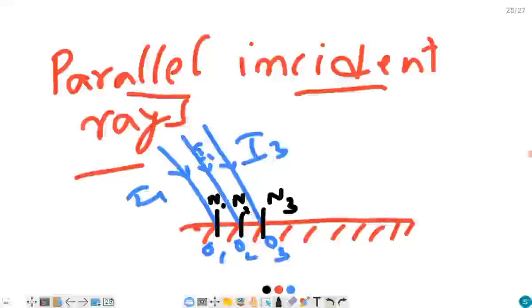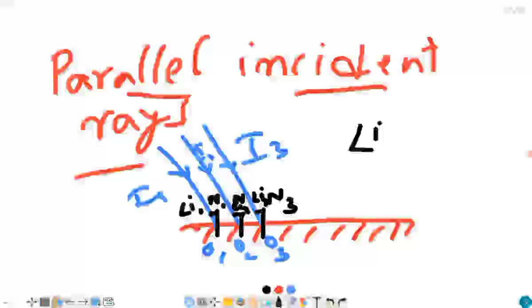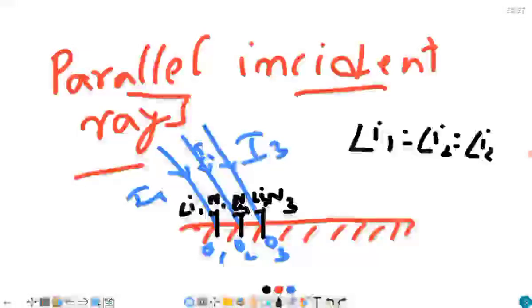When there is a parallel beam, the angle of incidence for all the three rays will be equal. Am I correct? Now, the angles of incidence I1, I2 and I3 will be equal. Understood? Equal is the meaning. Now the reflected rays will be, see here, I am just showing them with a different color. In reflection you will not have a different color. Okay.